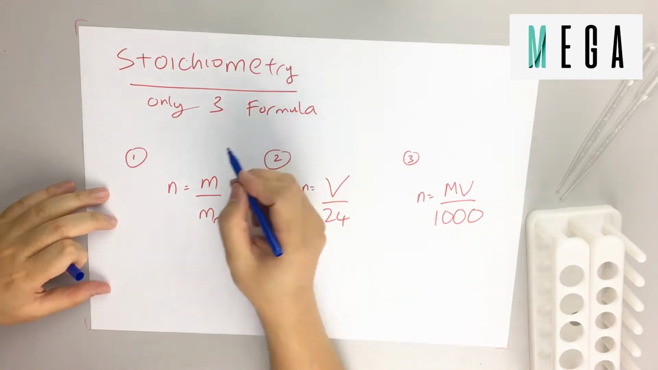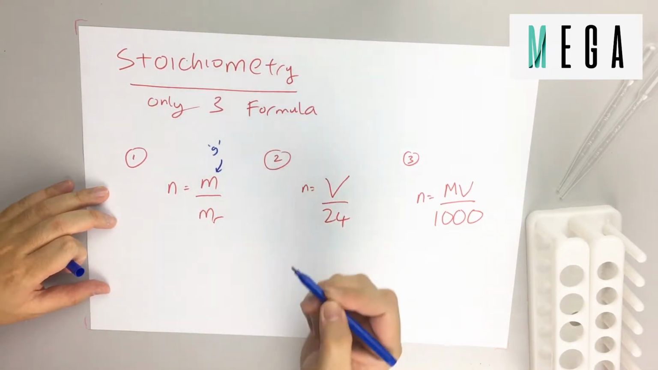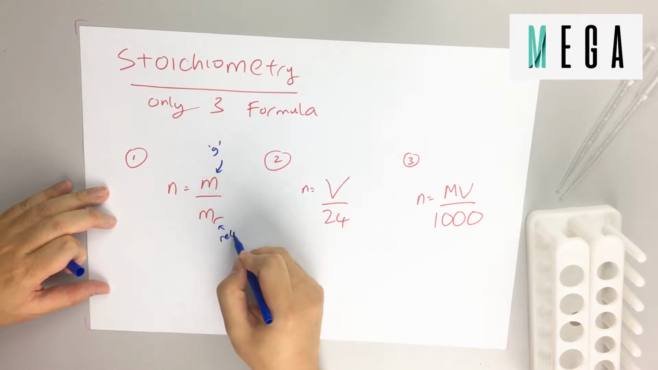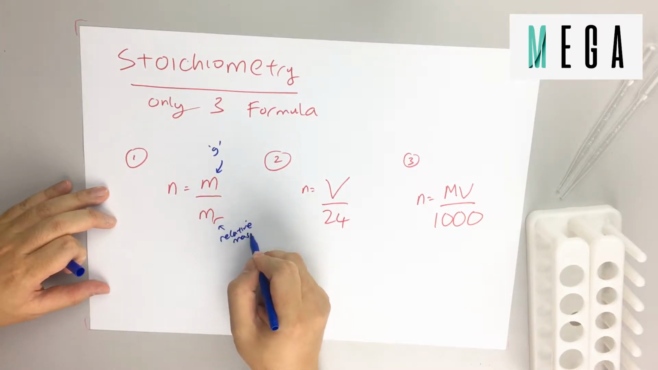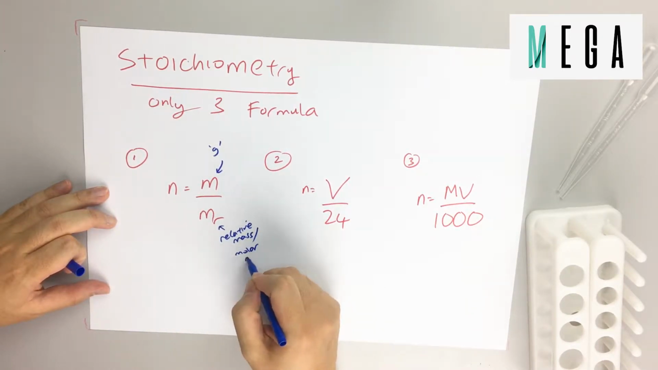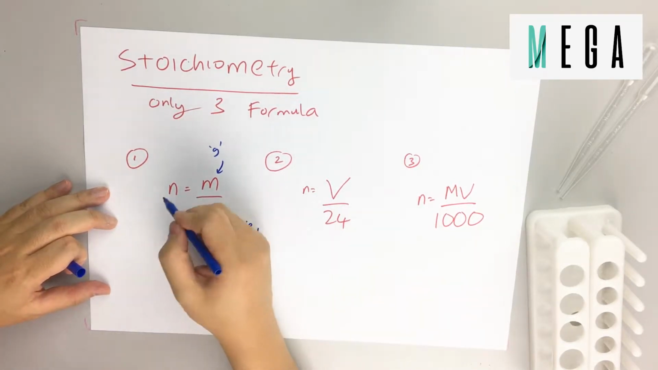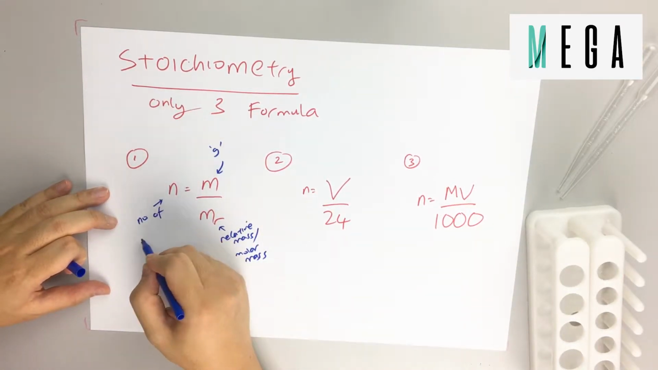So what's the difference? Look at number 1. Whenever they ask for grams, use n equals m over Mr. The Mr at the bottom is the relative mass or the molar mass. So the small n is the number of moles.